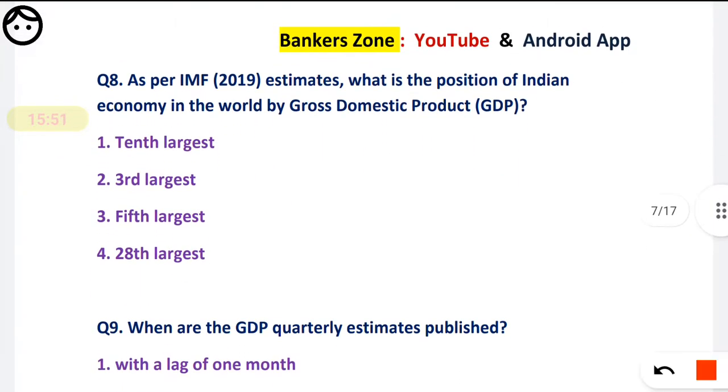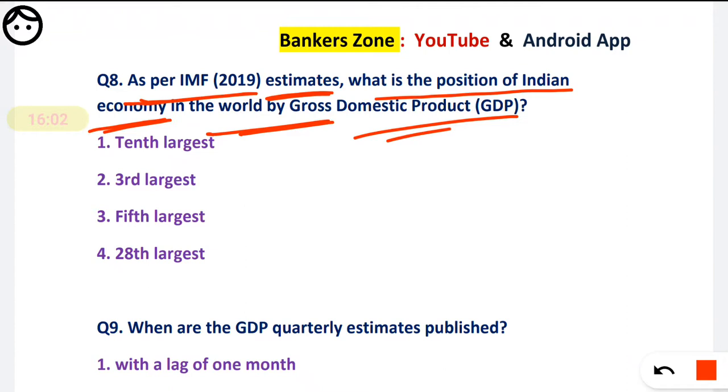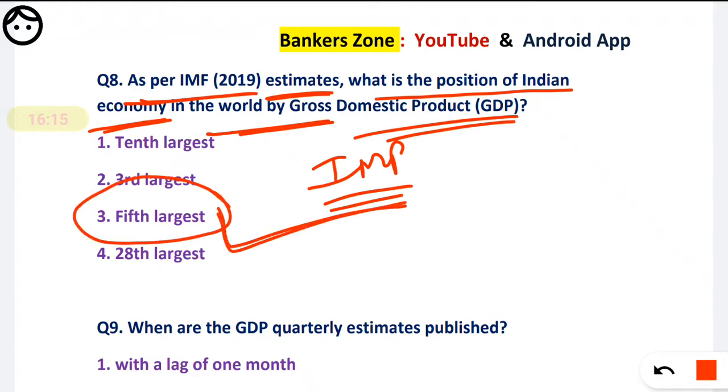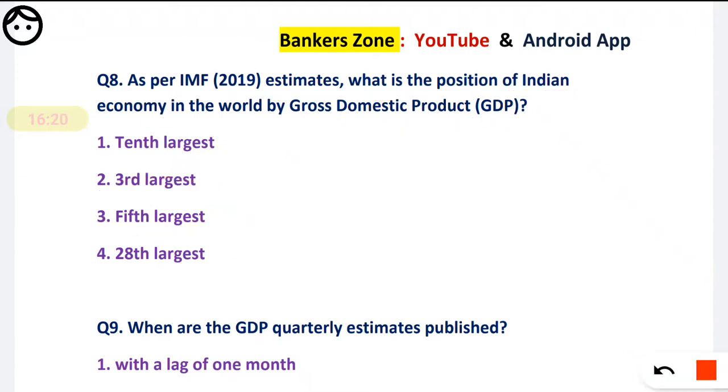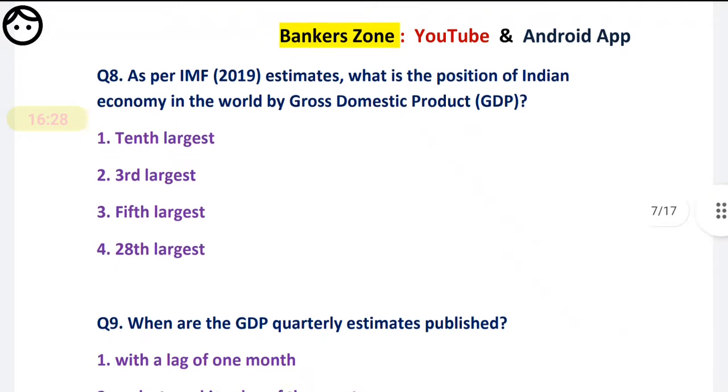Question number 8 now. As per the IMF 2019 estimates, what is the position of the Indian economy in the world by GDP? Basically, recently in 2019, the IMF released data regarding the GDP. So we know India is the 5th largest in the world. India's GDP is the 5th largest. Also remember there is a chance that they can ask this type of question, because 0.5 marks they can ask, since it is upgraded, right? So remember our economy is the 5th largest.